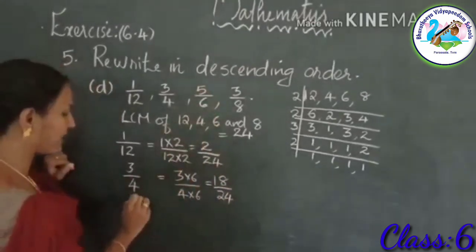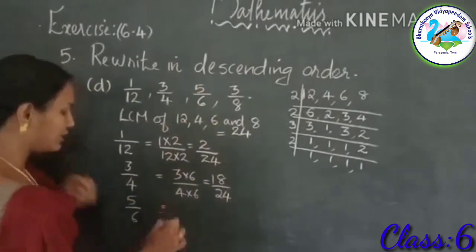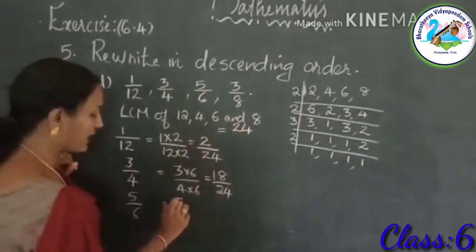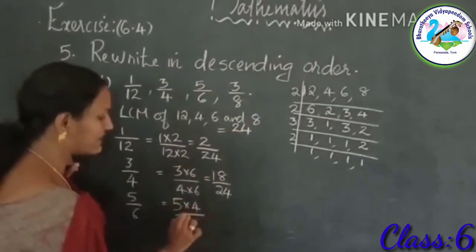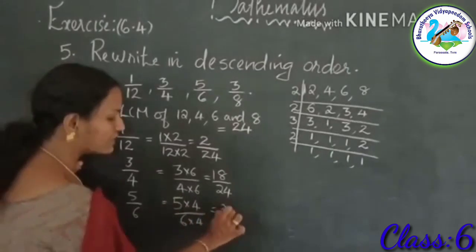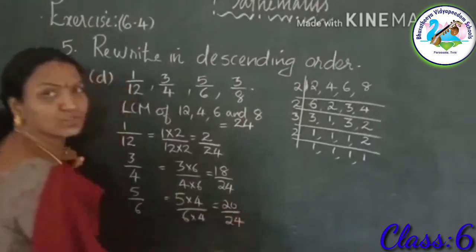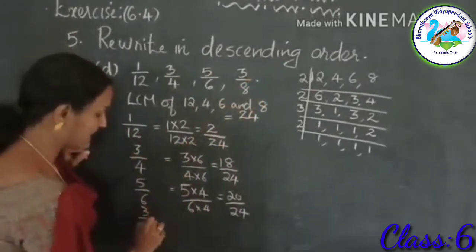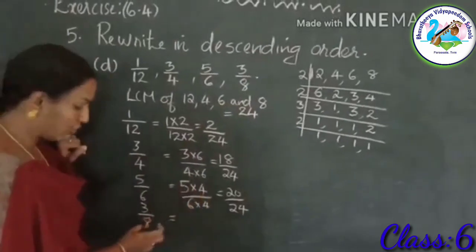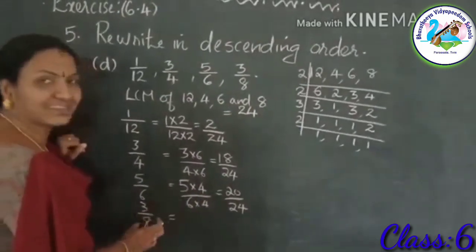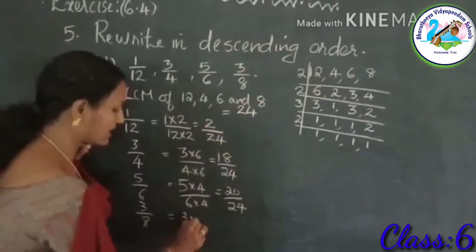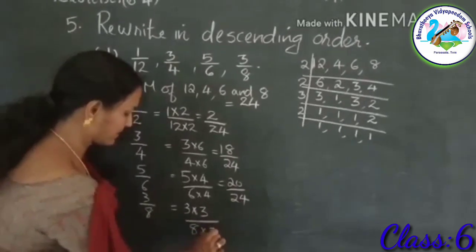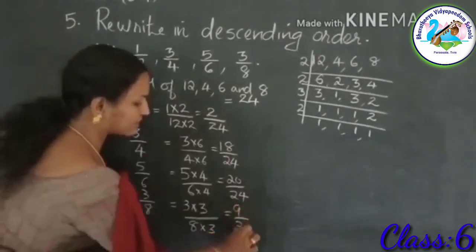The third fraction is 5 by 6. Here the denominator is 6, so multiply 6 with 4, we get 24. So 5 into 4 divided by 6 into 4 is equal to 20 by 24. The last fraction is 3 by 8. Here the denominator is 8, so multiply 8 with 3, we get 24. So 3 into 3 divided by 8 into 3 is equal to 9 by 24.